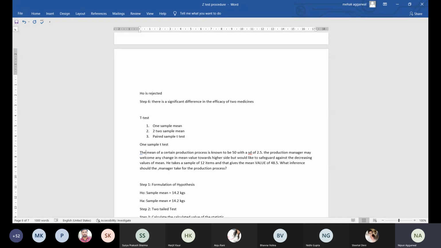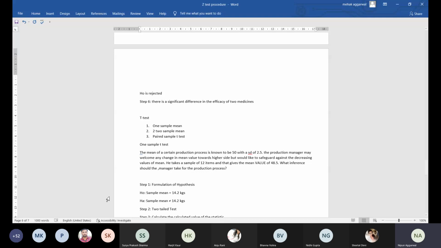The mean of a certain production process is known to be 50, and my sample's mean is 48.5. So now I have to compare this 48.5 mean value with the 50 mean value. So that is a case of one sample mean. Because it is only 12 samples, which is less than 30, it is a case of t test. So that's why it becomes a one sample t test.